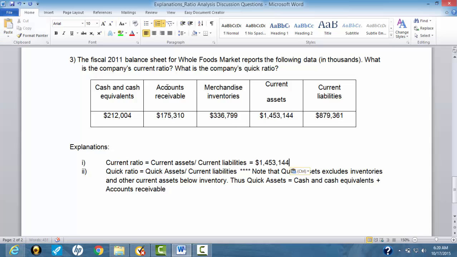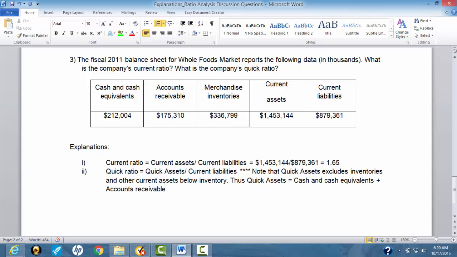Now, looking at the information we have, current assets is 1453144, and we divide it by current liabilities, which is 879361, and we get a current ratio of 1.65. Now next is the quick ratio.